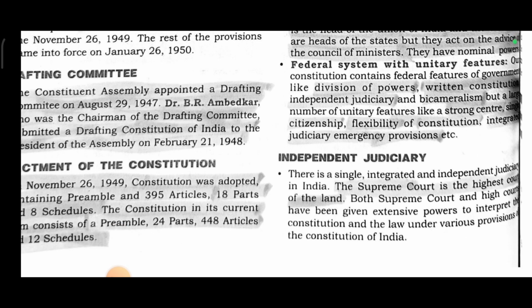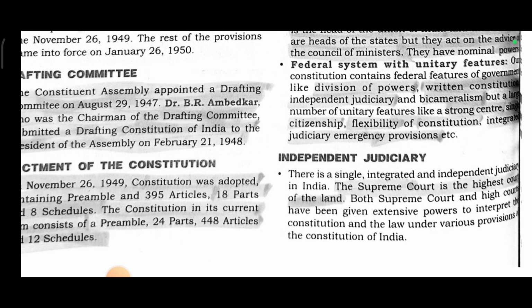Federal system with unitary features. Our constitution contains federal features of government like division of powers, written constitution, independent judiciary, and bicameralism, but a large number of unitary features like a strong center, single citizenship, flexibility of constitution, integrated judiciary, emergency provisions, etc.